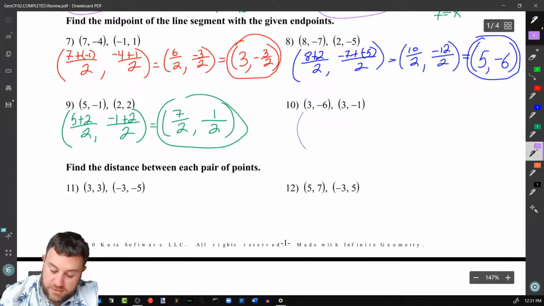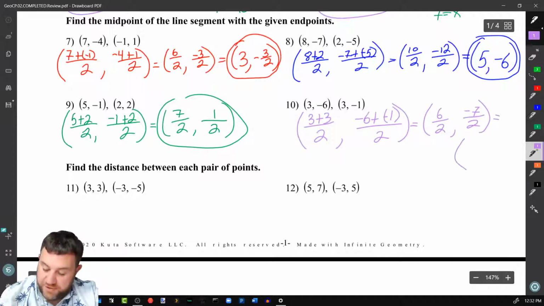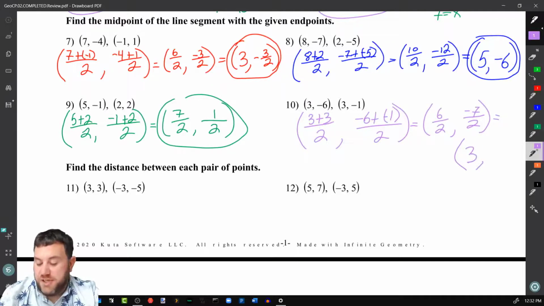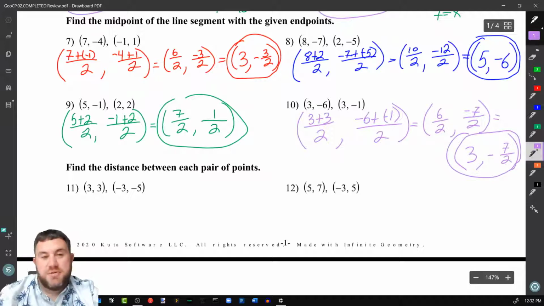And our last one, we've got 3 plus 3 over 2. Then negative 6 plus negative 1 over 2. That will give us 6 over 2 and negative 7 over 2. We need to reduce the first one. So 6 over 2 is really 3. Now for the second one, the fraction can't reduce, but we do want to pull our negative sign out to the front. That's just one of those nitpicky things.